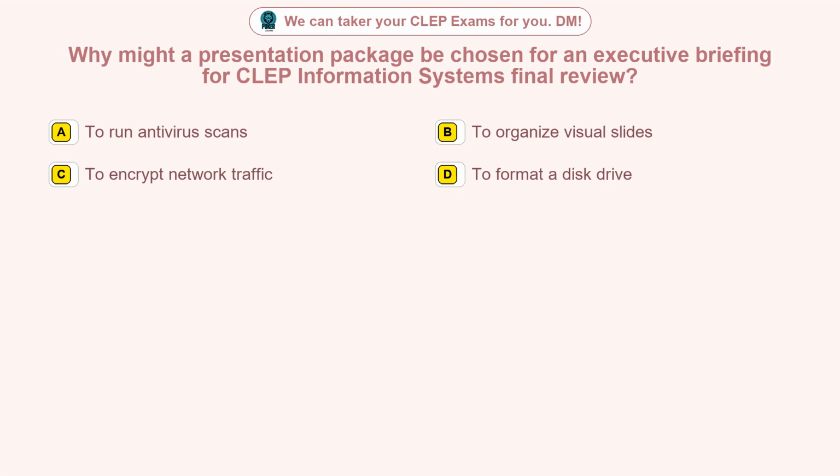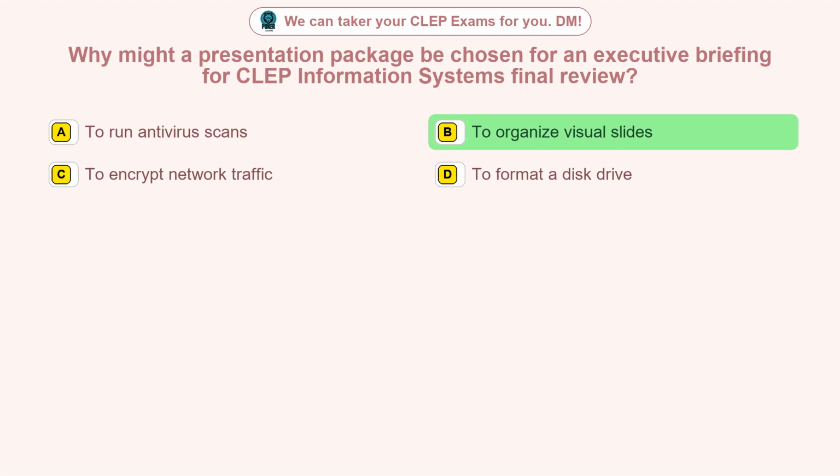Question 3. Why might a presentation package be chosen for an executive briefing for CLEP Information Systems final review? Option A. To run antivirus scans. Option B. To organize visual slides. Option C. To encrypt network traffic. Option D. To format a disk drive. The correct answer is option B.